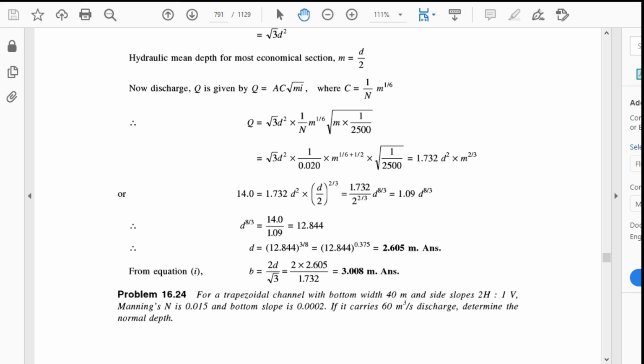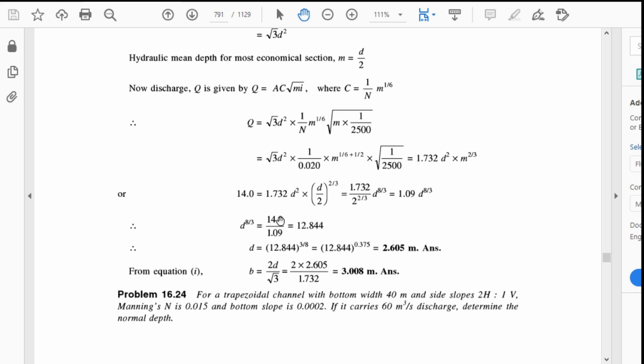Okay, this is all about the most economical trapezoidal section. Now we will move further to the most economical circular section in the next video. In this video we have learnt the numericals for the most economical trapezoidal section, and also the theory part for the best side slope of the most economical trapezoidal section.